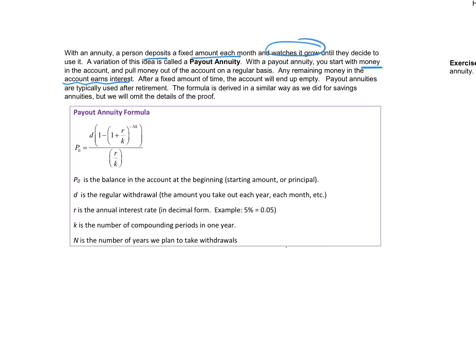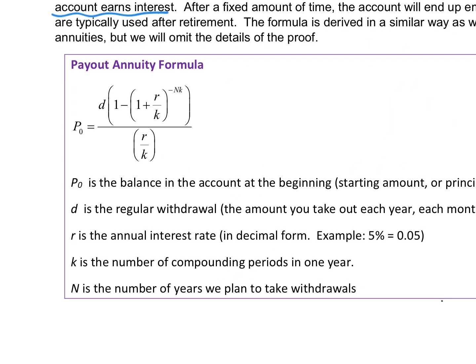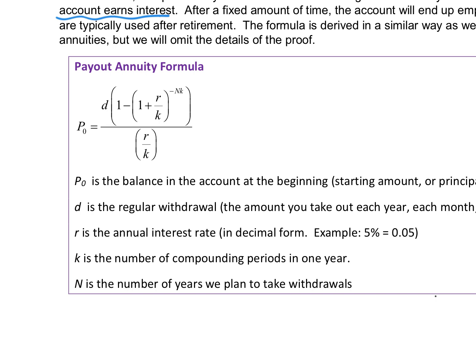So we're not going to prove that here, but this is the main formula that we will be talking about. It's kind of similar to how we did the formula for the annuity. But it's just going to be slightly different again because you're going to be losing money every month with those regular withdrawals. So we have the same letters going on here, the same variables.